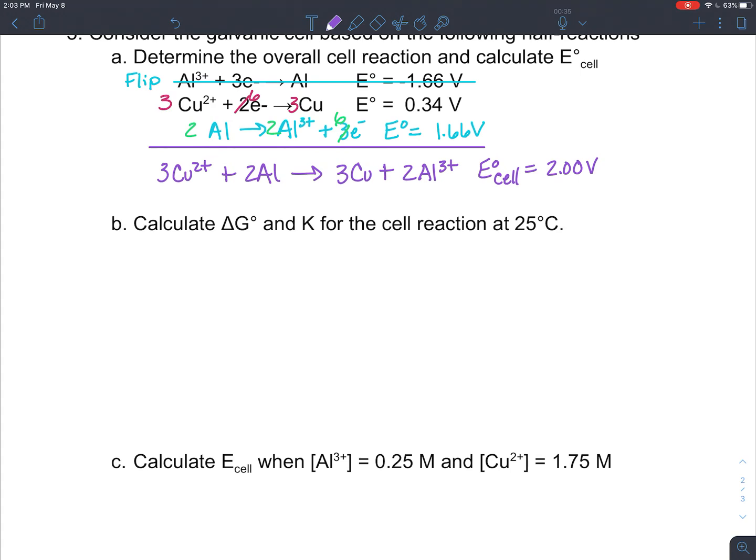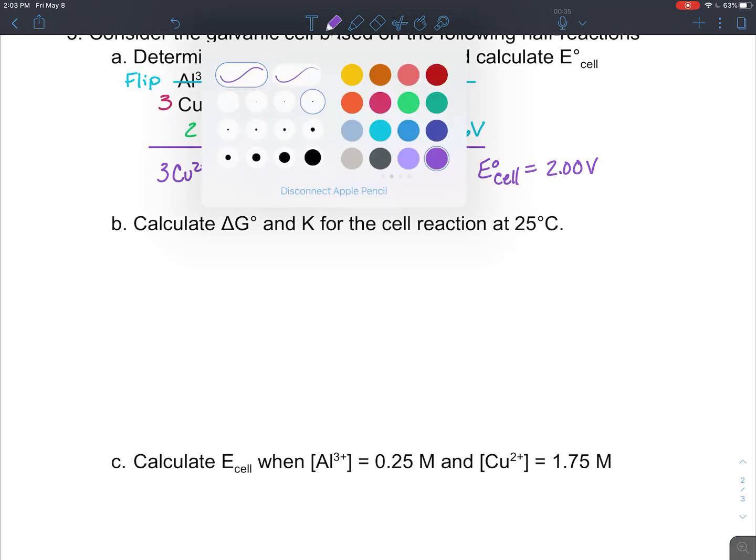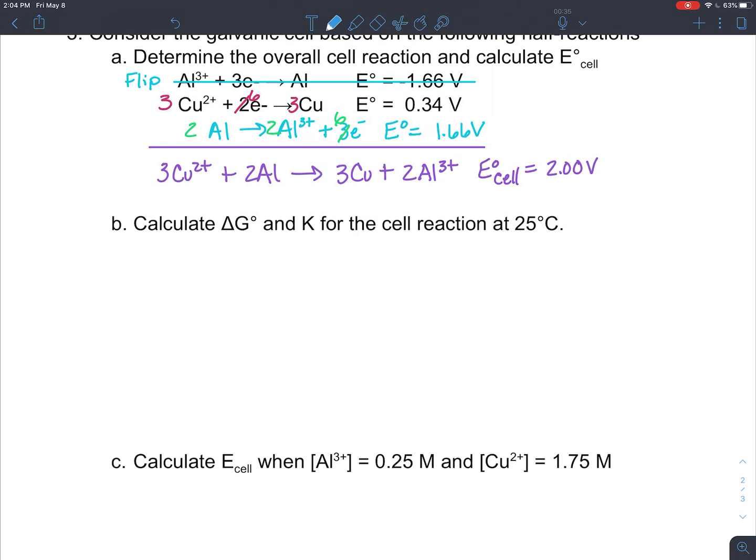Okay, so we got to go back and bring in some equations that we've used. So delta G is negative nFE. So we had a transfer of 6 electrons.